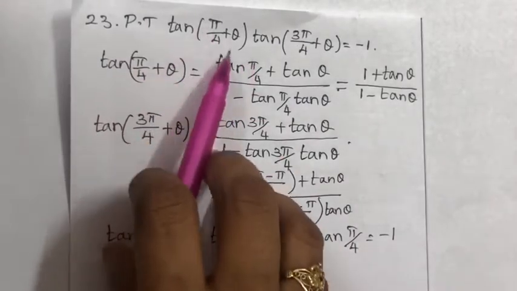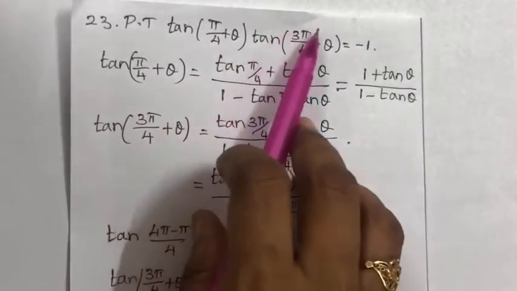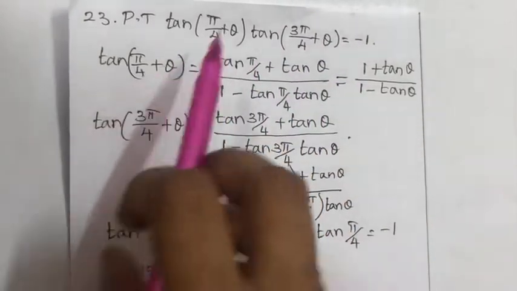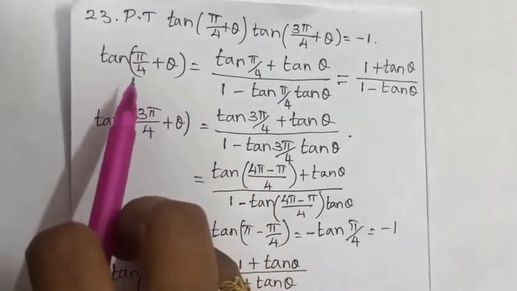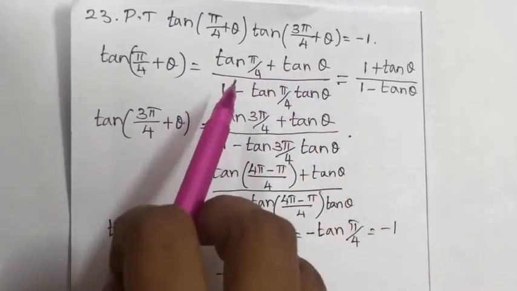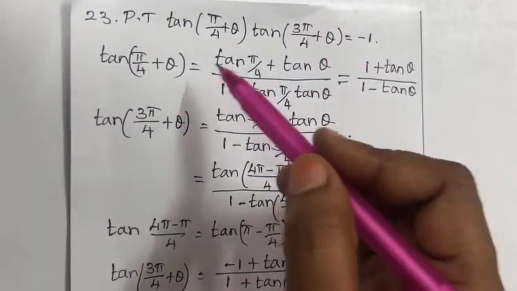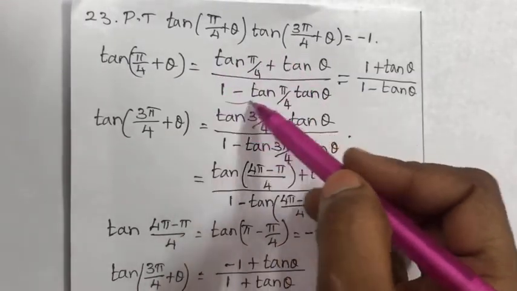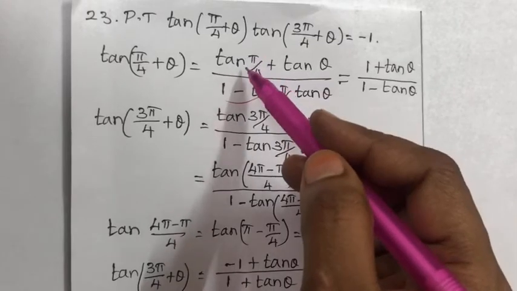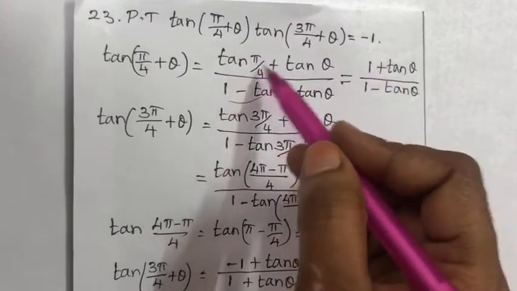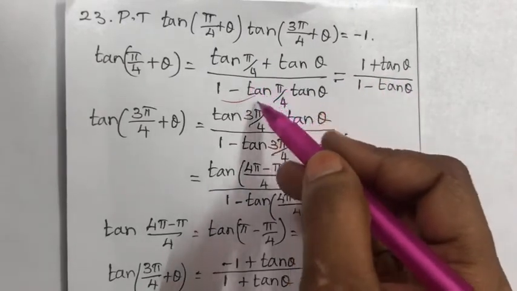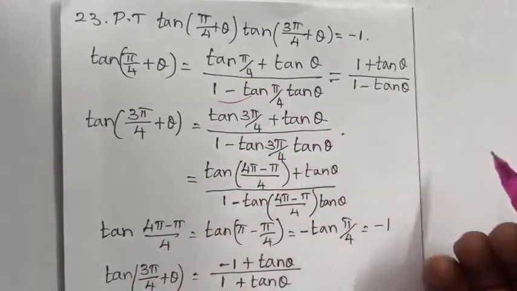Prove that tan(pi by 4 plus theta) into tan(3 pi by 4 plus theta) is equal to minus 1. So let's take this tan(pi by 4 plus theta), and it is in the form tan(a plus b), tan a plus tan b divided by 1 minus tan a tan b. What is tan pi by 4? Pi by 4, that is 180 by 4, that is equal to tan 45. Tan 45 value is 1. So it is 1 plus tan theta divided by 1 minus tan theta. Here tan pi by 4 becomes 1. So it is 1 minus tan theta.